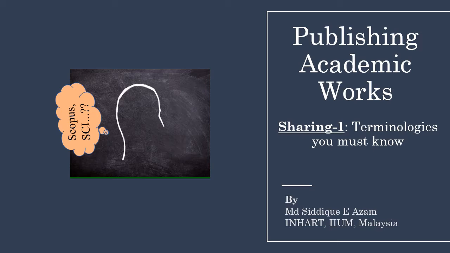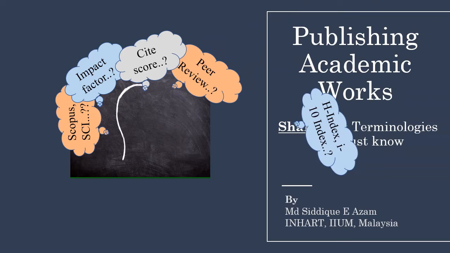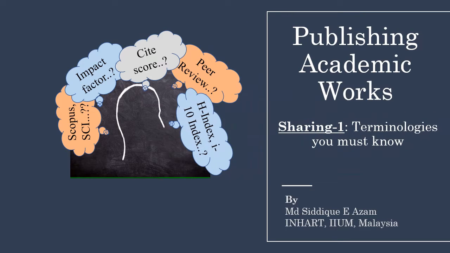Are you confused or do not have a proper understanding of different terms relevant to journals and publishing your academic works? Terms like peer review, publishing houses, Scopus, SCI, impact factor, CiteScore, SJR index, h-index, i-index, open access, limited access, and so on and so forth. If so, you will get to know about all these terms in this video.